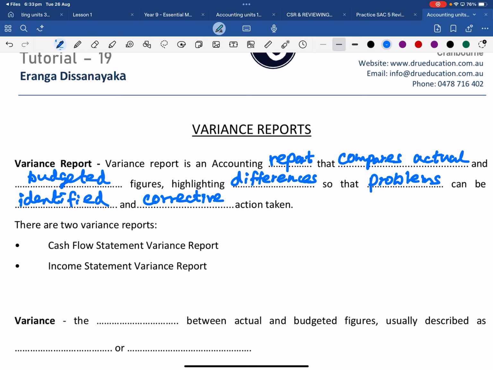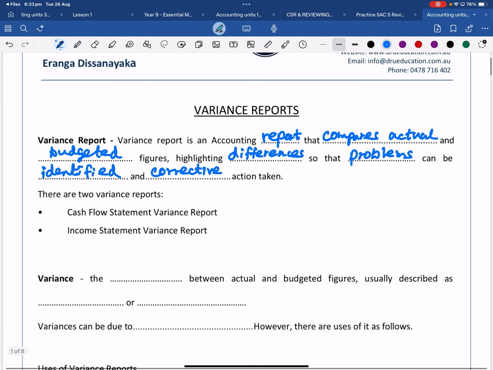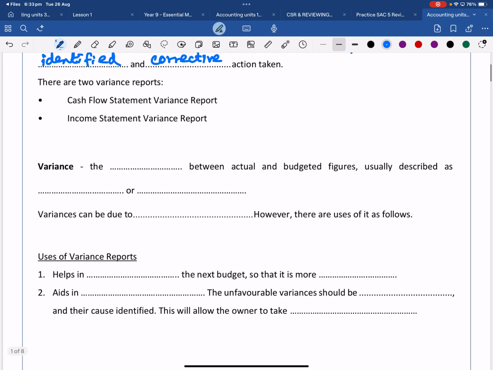Right? So there are two variance reports, guys. Cash flow and income statements only. So you can ask me what about balance sheet. We don't do the variance report for balance sheet, okay? It's not really useful. So we don't do balance sheet variance report. Right. Now guys, we'll do the other one, variance.